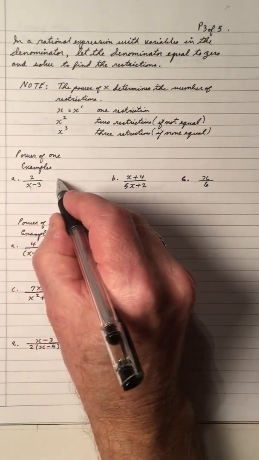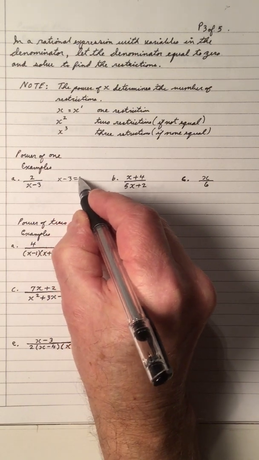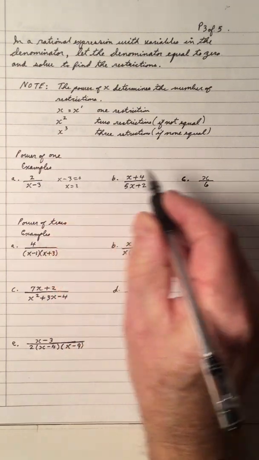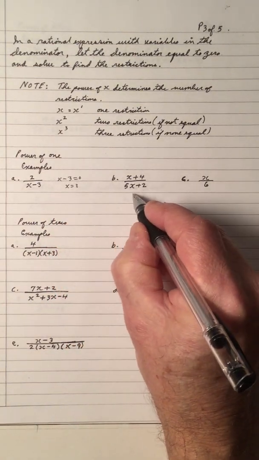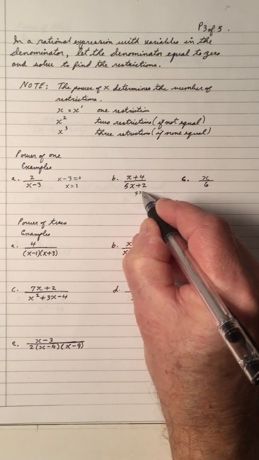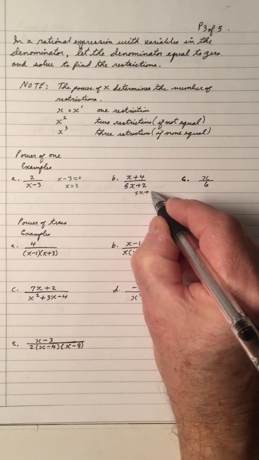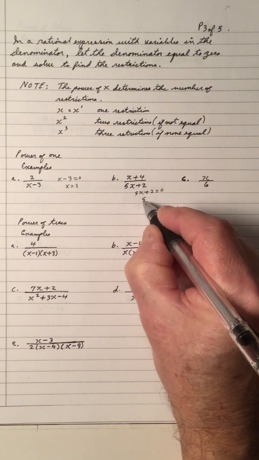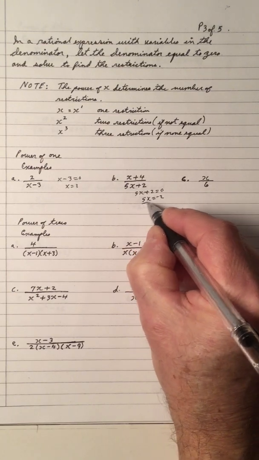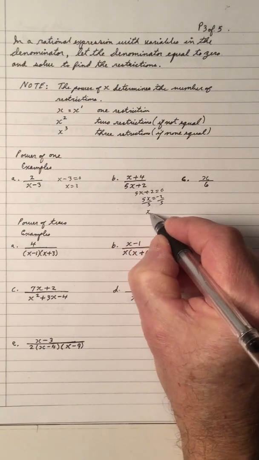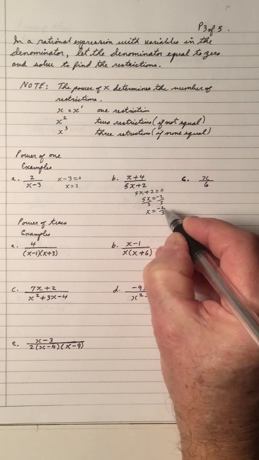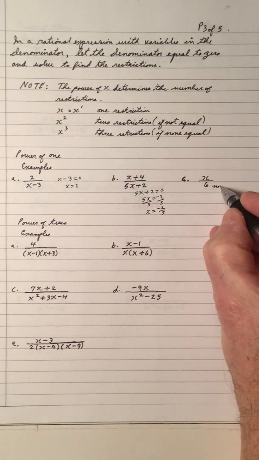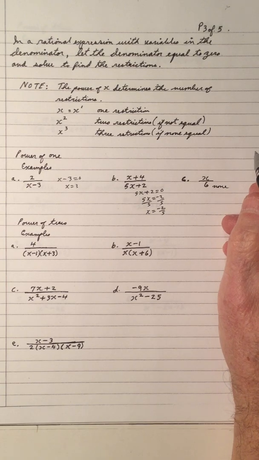Powers of 1. Notice this is x to the 1, so x minus 3 equals 0. x is 3, the restriction. 5x plus 2 equals 0. 5x equals negative 2. Divide by 5. x is negative 2/5, the restriction. And there's none here because there's no variable in the denominator.